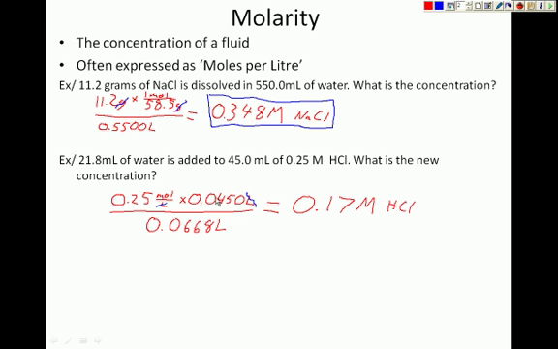Okay, 2 sig figs, 3 sig figs, and 3 sig figs. So our final answer is in 2 sig figs. Okay, and that's what our answer is.